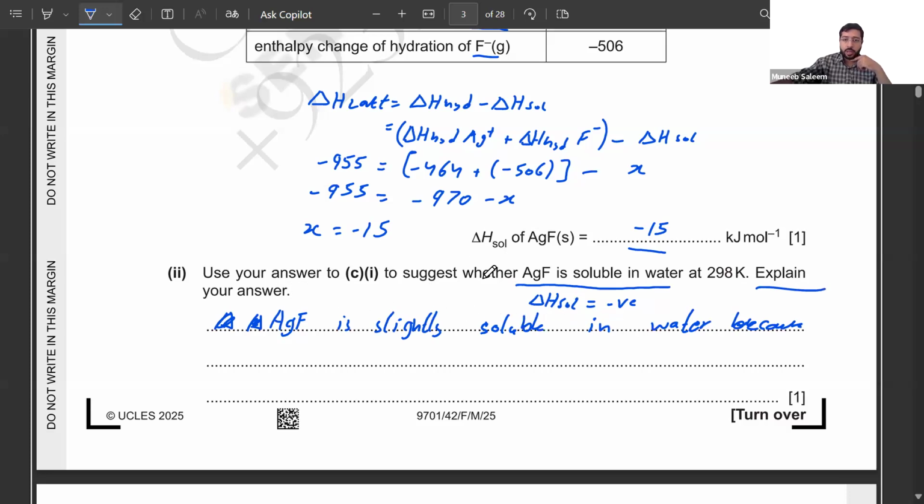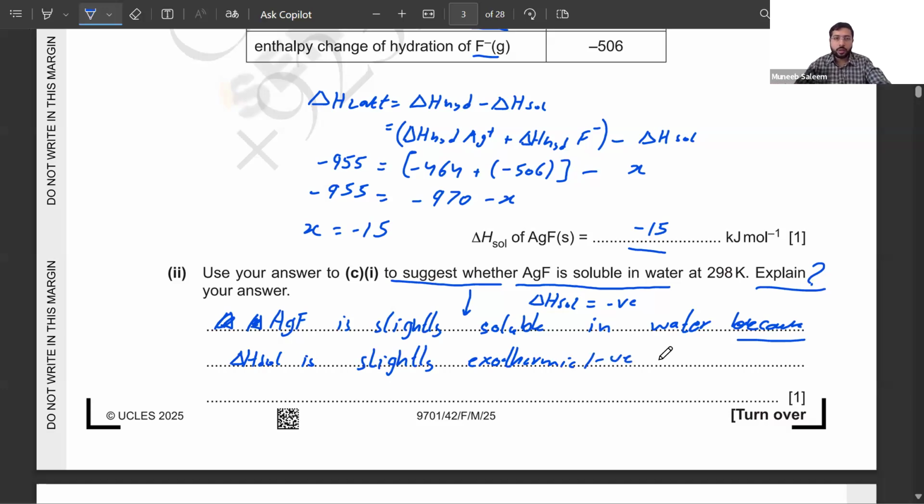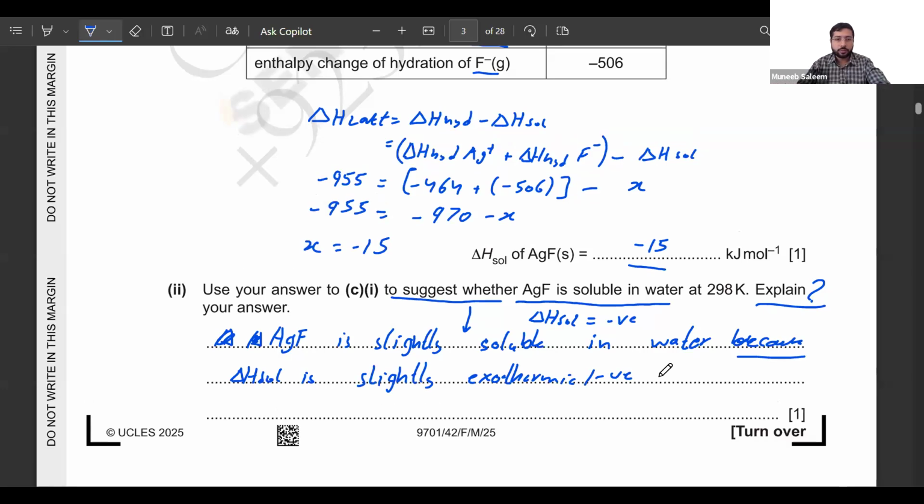We have given the answer to the suggest part. Now, what about the answer of the explain part? The reason is that the enthalpy of the solution is slightly exothermic, or you can also say negative. So that's how we can determine that it is soluble. It is slightly exothermic, that's why it is slightly soluble.